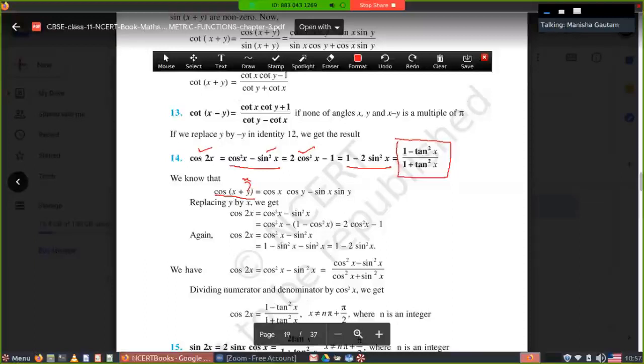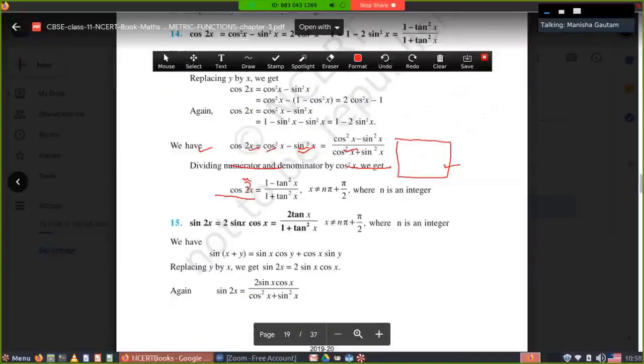Now here are 4 formulae for cos 2x. It depends on the question, on the requirement of the question. Any of these formulae we can use for the cos of 2x.